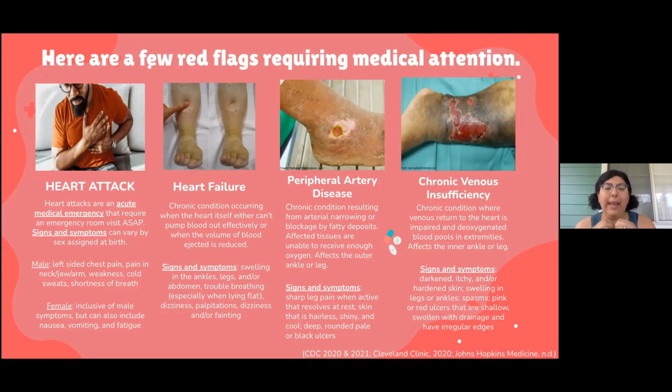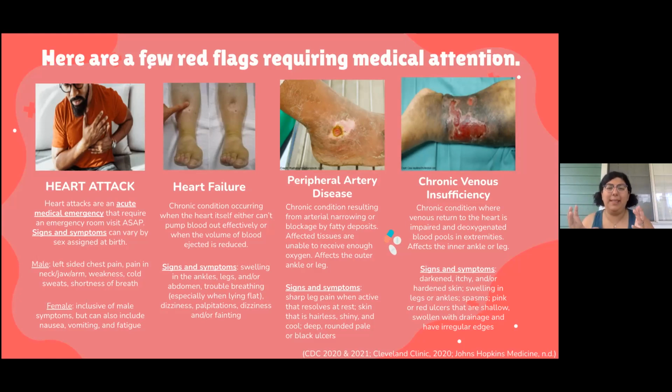So either the heart can't pump blood out effectively, or the amount of blood that's pumped out is reduced, right? And so signs and symptoms are often swelling in dependent extremities, right? So like ankles, legs, abdomen. It can be trouble breathing, especially when lying flat. So if folks are talking about being propped up with 2 or 3 pillows at night, that can be a sign that it's developing. Also dizziness, palpitations, fatigue, etc.